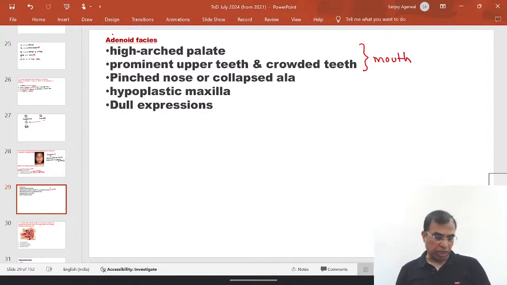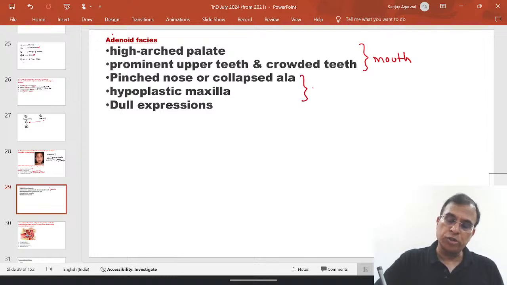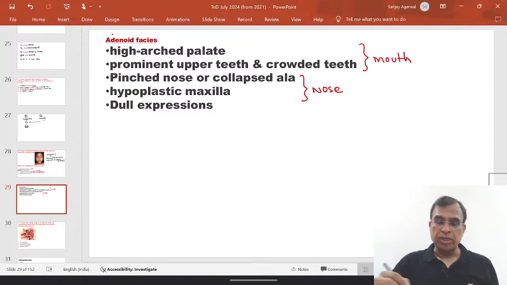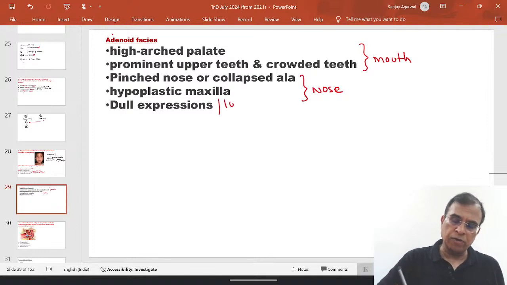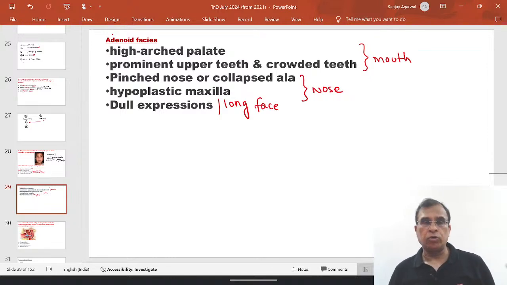Palate is a part of the mouth, upper teeth are the part of the mouth. The next 2 are features of the nose. So that's how you remember: 2 changes in the mouth, 2 changes in the nose, and dull expression, also called long face. This is an overall look on the face. So if you divide like that, two changes in the mouth, two in the nose, and an overall look on the face, it becomes easier to remember, right?